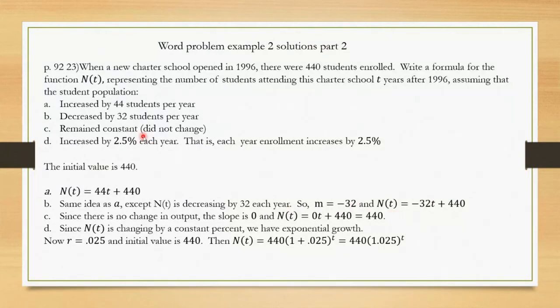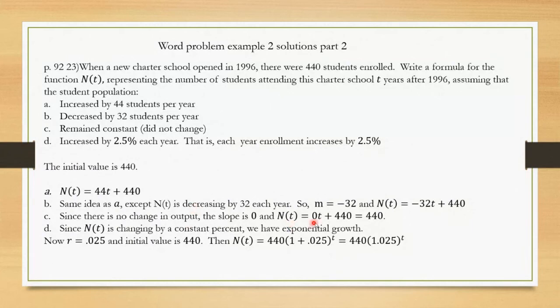For C, it's remained constant, right? Well, if it's constant, that means we're not adding any more to the enrollment, the student population is not increasing by any amount. It's not decreasing by any amount. If it's remaining constant, it's not changing. So that forces the slope to be 0, the rate of change, because the output is not changing.